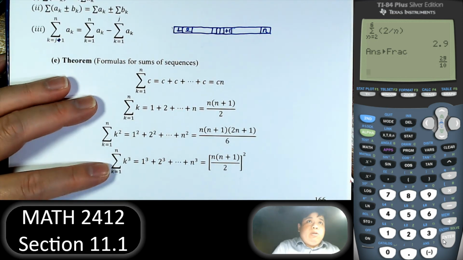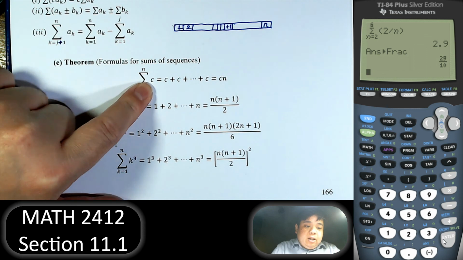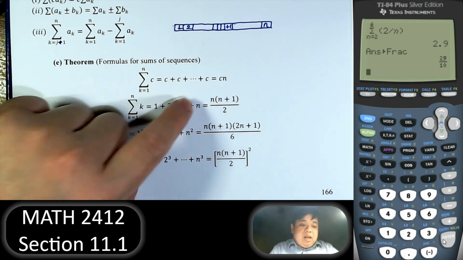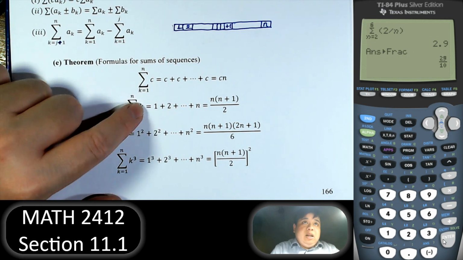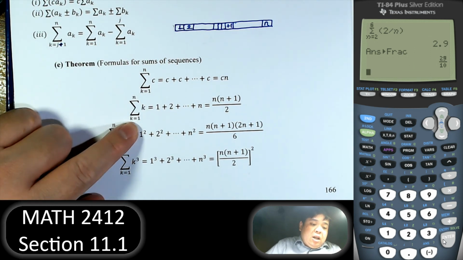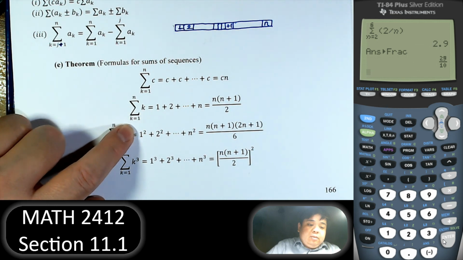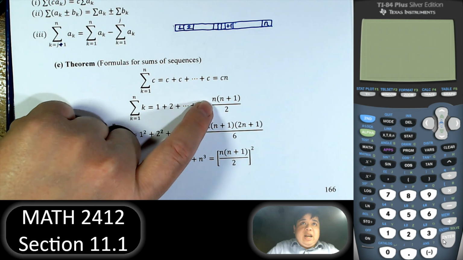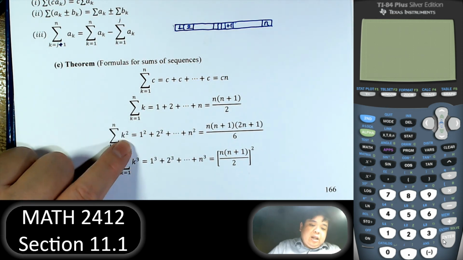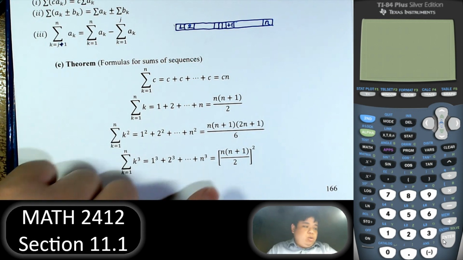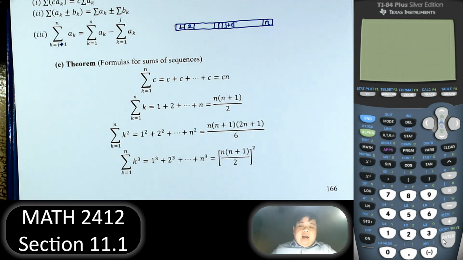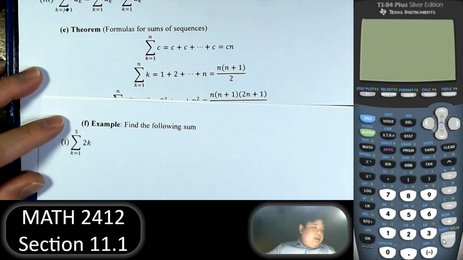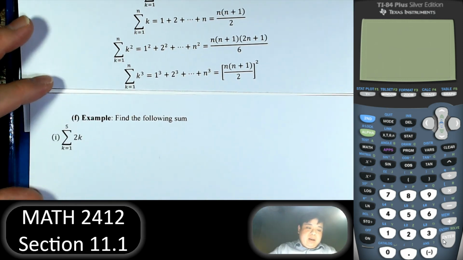Next we have the formula for the sum of a constant. The sum of c is going to be c times n. N is the upper limit, going from 1 to n. The sum from 1 to n of k, meaning 1 plus 2 plus all the way to n, is n times n plus 1 divided by 2. K squared is going to be that. K cubed is going to be that. Right, now how are we going to use that to calculate this summation that we have here, this example?